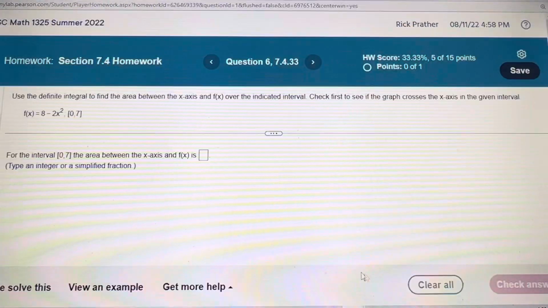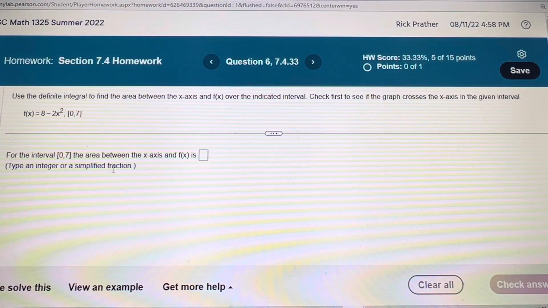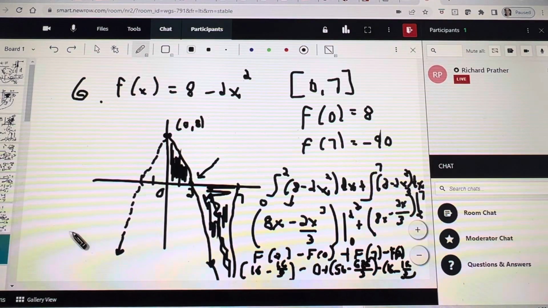So I'm going to check here. Do they want decimals? No, they don't want decimals. They want an integer or a simplified fraction, which is usually the case. Okay, so the first one, 16 minus 16 over 3. You could change 16 to be over 3 and have 48 over 3 minus 16 over 3. That's 32 over 3. So this has an area of 32 over 3.